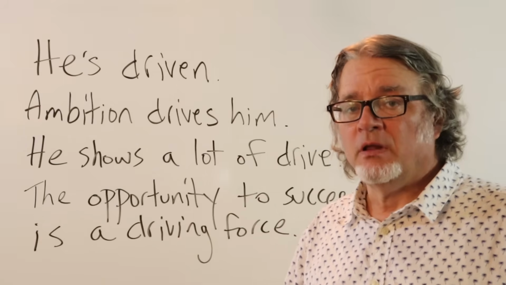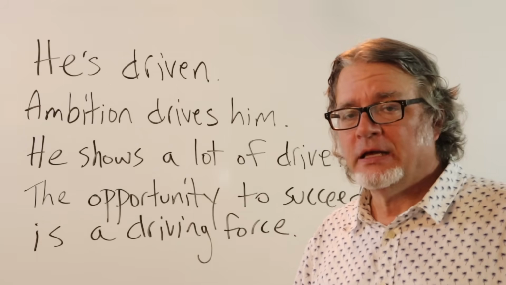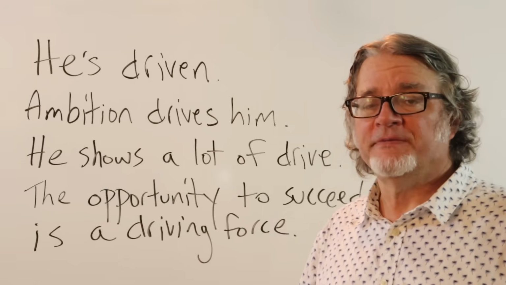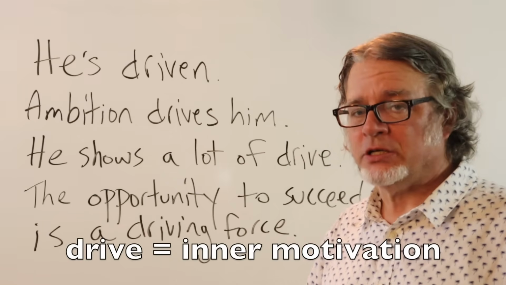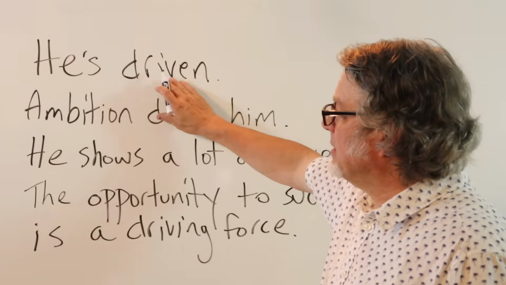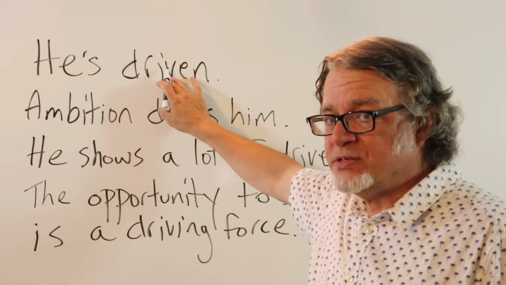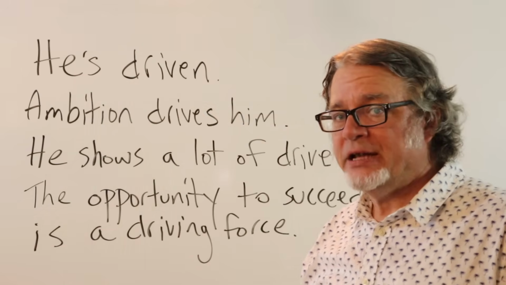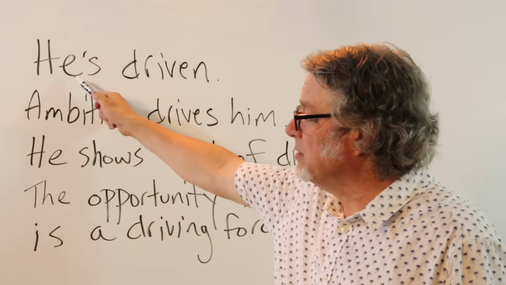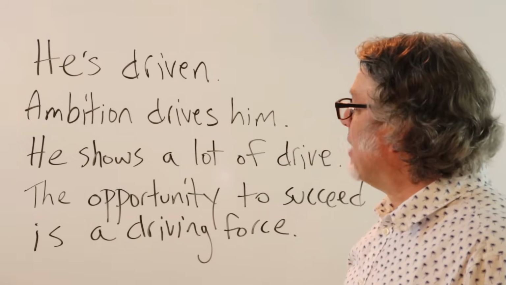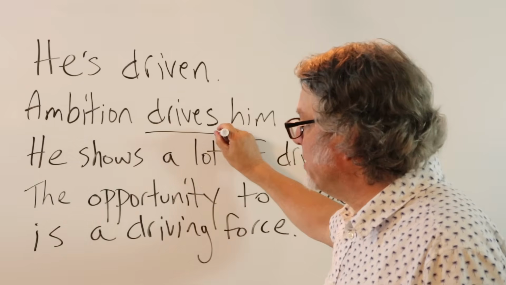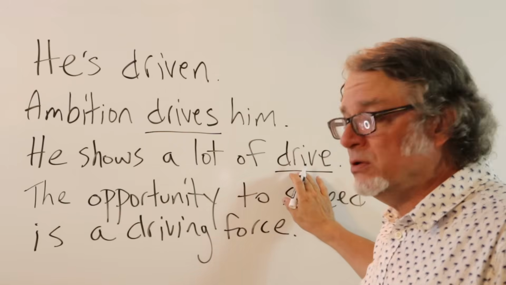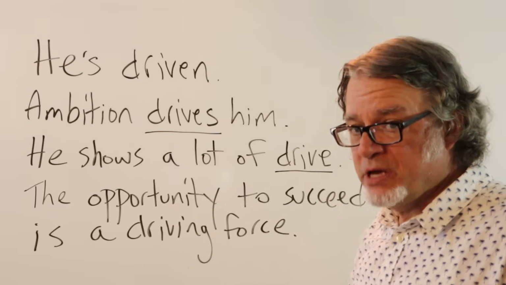In this last example, we'll take the word drive, the meaning for which is not for a car or for a vehicle. It's actually for a person's inner motivation. He's driven. In this case, driven is an adjective. It's in the form of a past participle, and here it's an adjective describing the person. Ambition drives him. Here's the verb. He shows a lot of drive. Here's a noun. Drive can mean ambition.